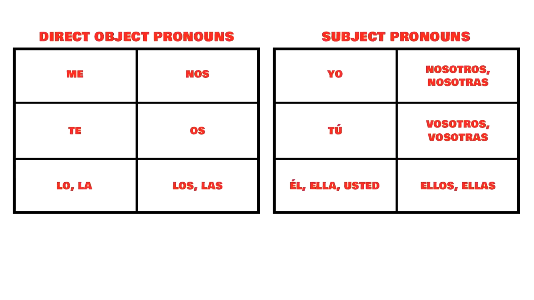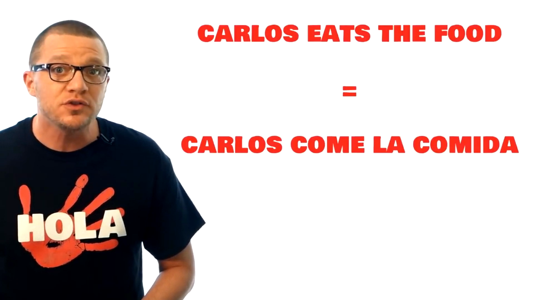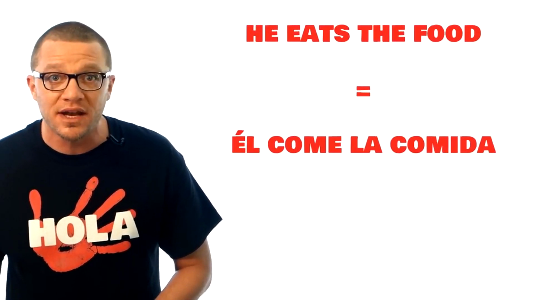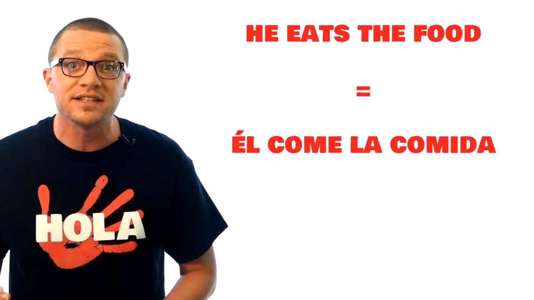Now, here are the direct object pronouns, like you just saw, next to the subject pronouns, which I taught you in personal pronouns. Because of the patterns and differences, this really confused me at first, which to use when. Remember, subject pronouns are used to replace the subject. Carlos eats the food. Carlos come la comida. He eats the food. Él come la comida. Él instead of Carlos. Él is the subject pronoun.